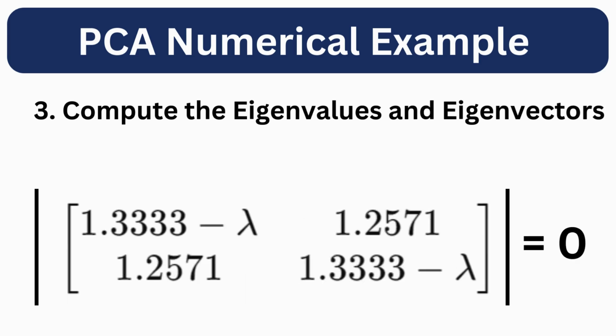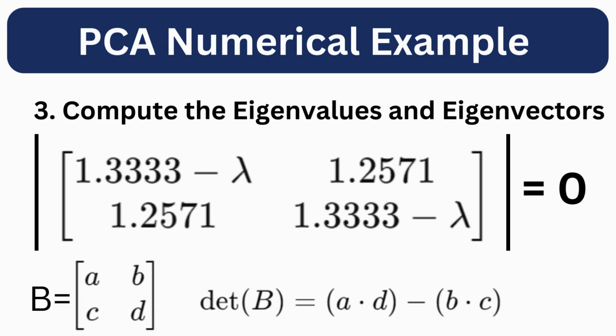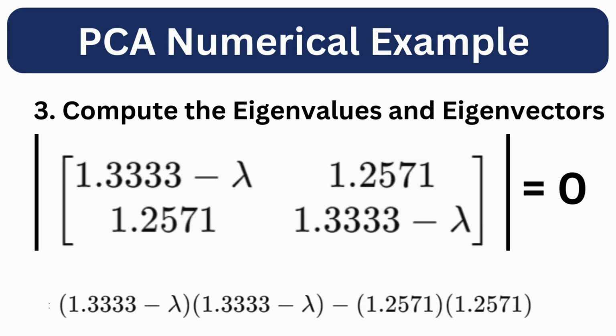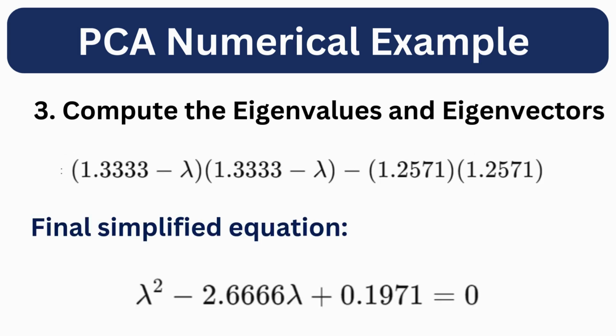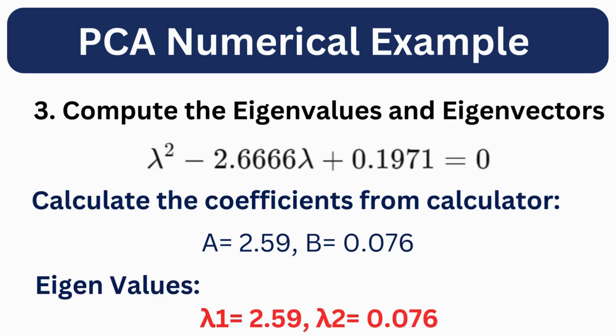So now we will take the determinant of this matrix using this formula. After taking the determinant, we will get this equation, and after simplifying it, we will get this equation. We can easily calculate the coefficients of this equation from the calculator. So the first coefficient came out to be 2.59 and the next one 0.07. And actually these are our eigenvalues. So we will name them lambda 1 and lambda 2.